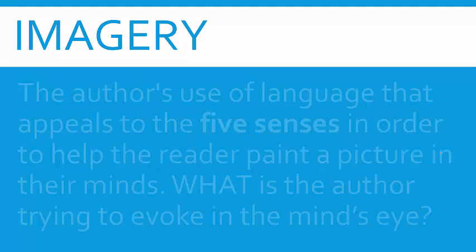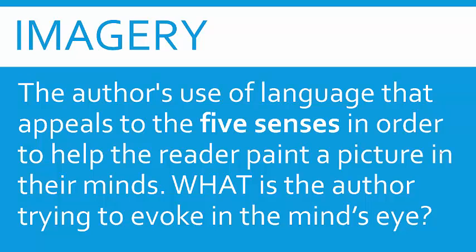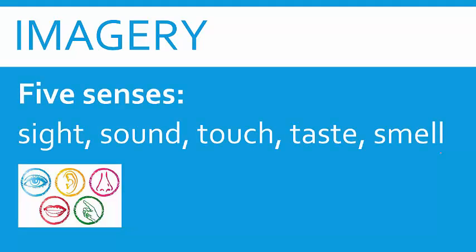Next up, we have imagery. And imagery is the author's use of language that appeals to the 5 senses in order to help the reader paint a picture in their minds. What is the author trying to evoke in the mind's eye? If we take a look at these 5 senses, the 5 senses are sight, sound, touch, taste, and smell.